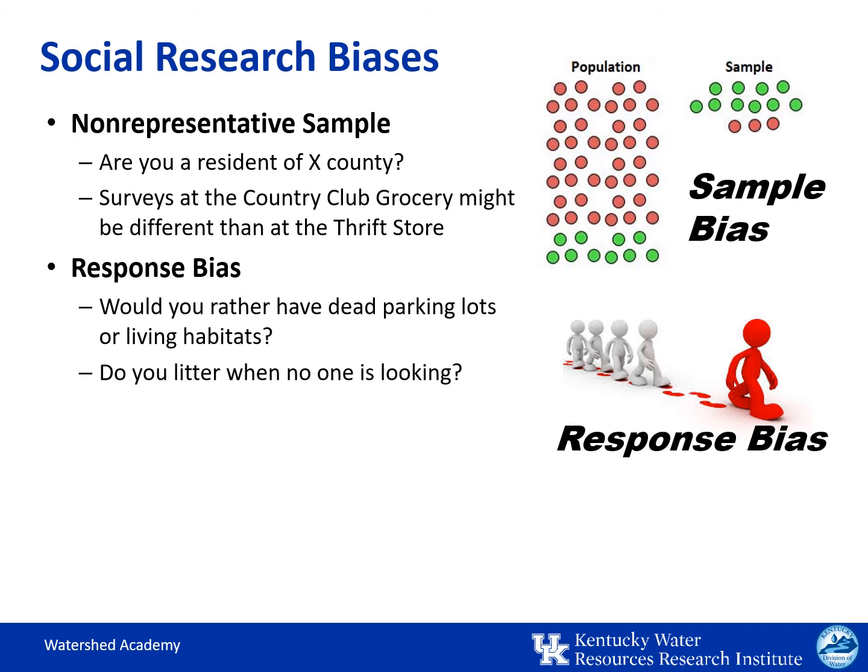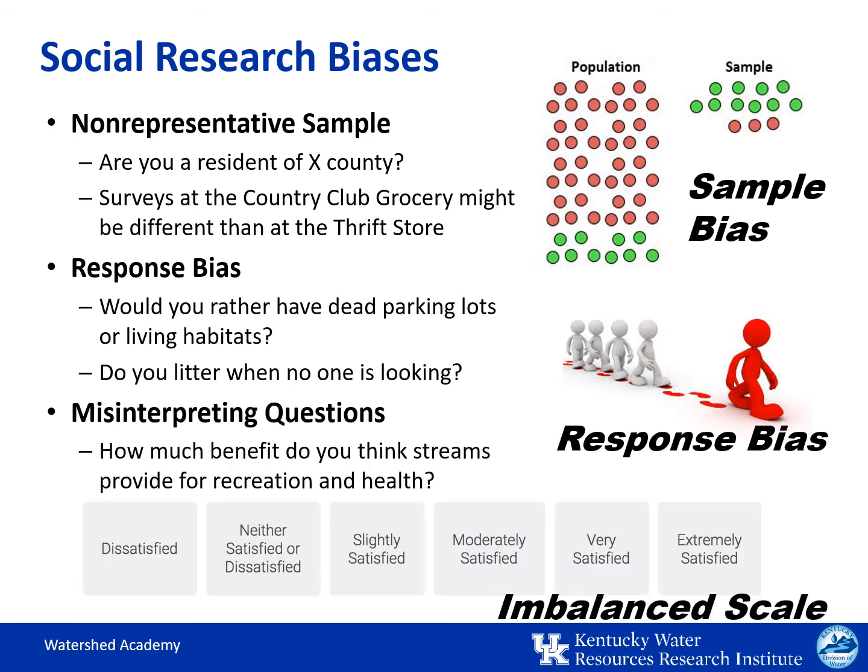Also, avoid leading questions or extra information. And also, you want to avoid misinterpreting questions. Beware of double-barrel questions in which you ask two things at the same time. For instance, in this example question, people may see the benefits to recreation and health differently if they're evaluating a stream. Also, be sure rating labels are clear and unbiased. The example provided below is an imbalanced scale where there is only one negative response, one neutral response, and 4 positive responses.